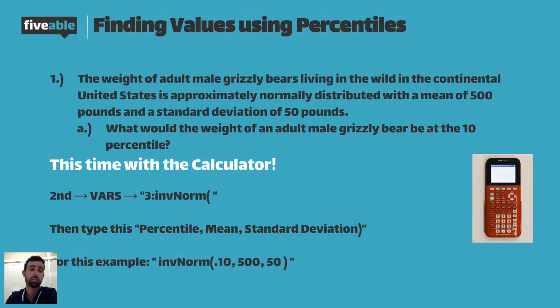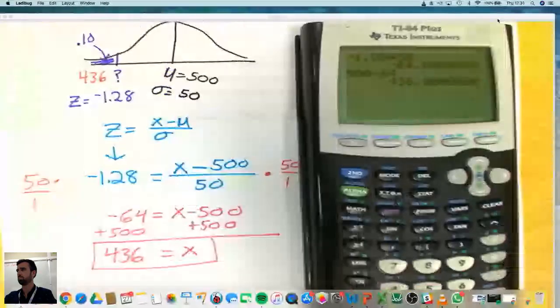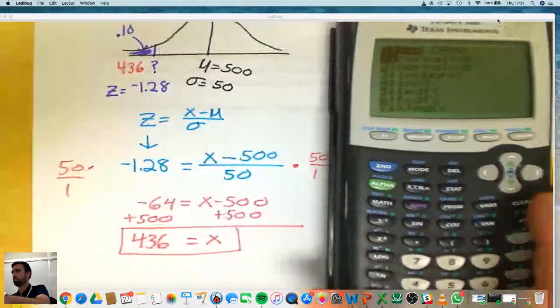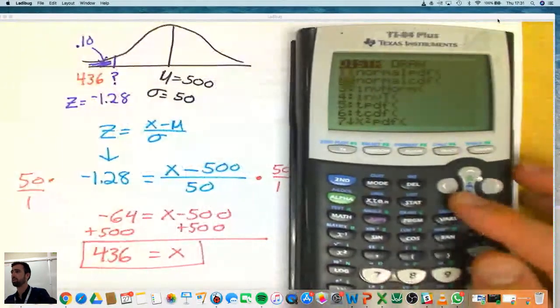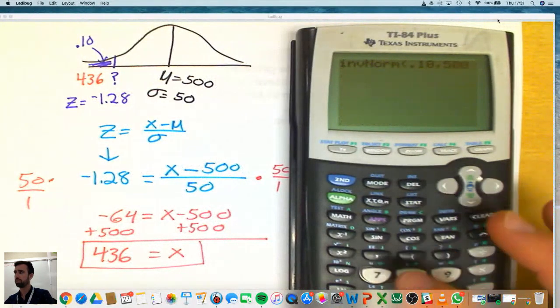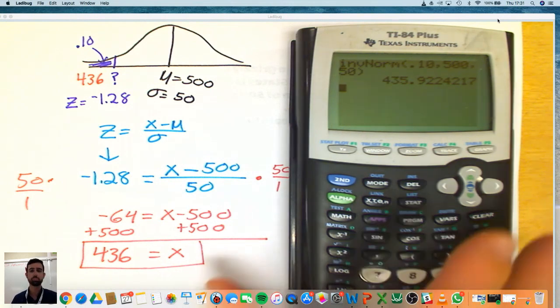Again, a lot faster, and let me show you what that looks like in real life. So, we go here. We go second. We go vars. Go down to number 3, inverse norm. Type in the percentile that we want, comma the average, comma the standard deviation. And look at that. We get something very, very close to what we got when we used the table. So again, the calculator is going to be a little bit more efficient, but you have to practice on it. You can't just learn it once and then expect to know it on the AP exam.